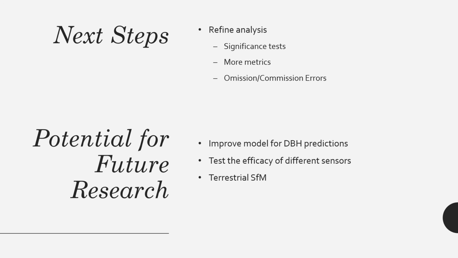Concerning future research, we should try to develop an improved model for DBH predictions, perhaps one that integrates soil type or site index. We should also test the efficacy of different sensors. Structure from motion is a relatively accessible form of UAS data acquisition, but it's quite likely that other methods may prove to be more effective.